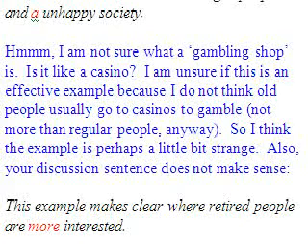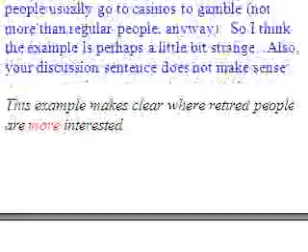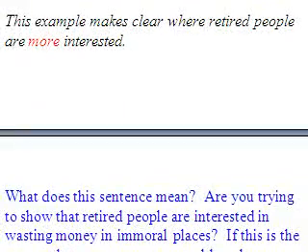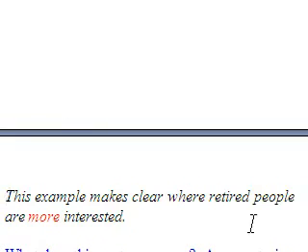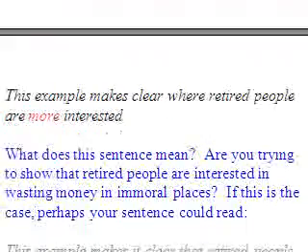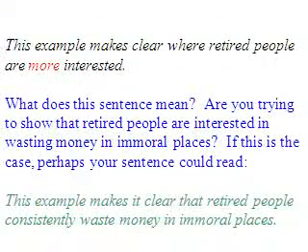So I think the example is perhaps a little bit strange. Also, your discussion sentence does not make sense. "This example makes clear where retired people are more interested," which is a little bit difficult to understand. What does this sentence mean? Sorry, I'll pull this onto one page again. So what does this sentence mean? Are you trying to show that retired people are interested in wasting money in immoral places?